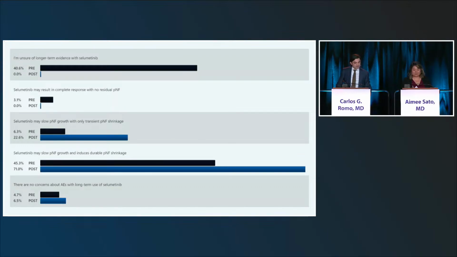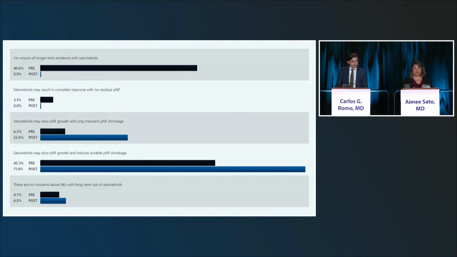Some transient PNF shrinkage. That is potentially true. So we see that some tumors can just stabilize and not shrink too much, but just stabilize and maybe shrink a little bit. If you definitely stop treatment, the tumor can go up. But in most cases where there was response, they saw a durable response as long as they were on treatment.